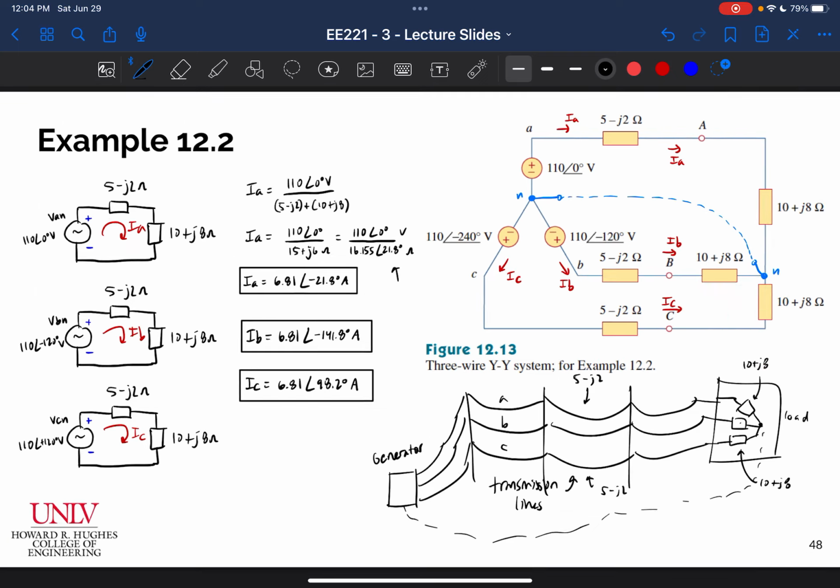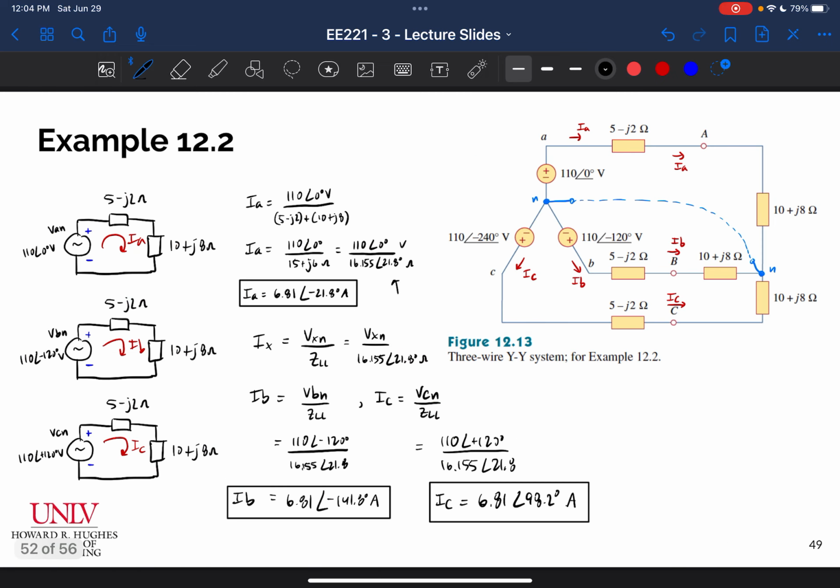All right, so I'm going to go ahead and end this video. That's example 12.2 from the book, just finding the line currents in a simple Y to Y system. It's obviously not too bad. I think it's pretty straightforward. Maybe these circuits do look a little scary, but once you break them down, they're quite simple, stuff that we should have no problem with up to this point in this class.